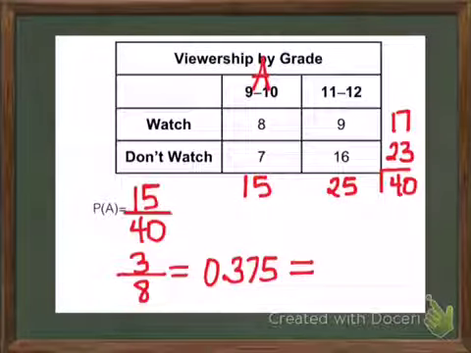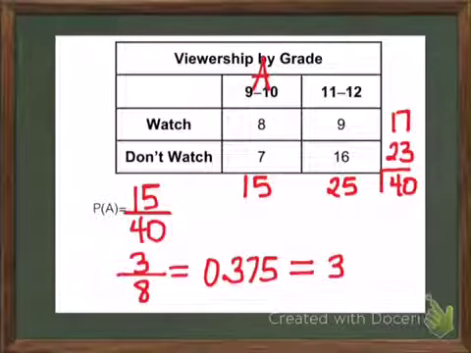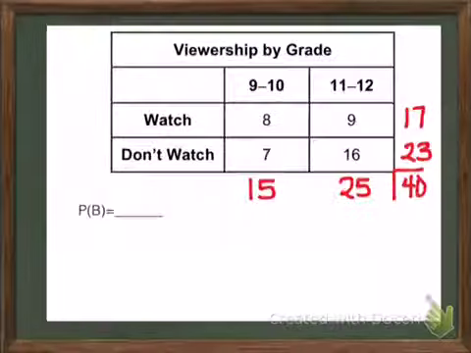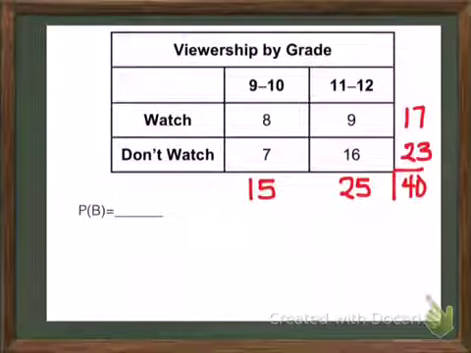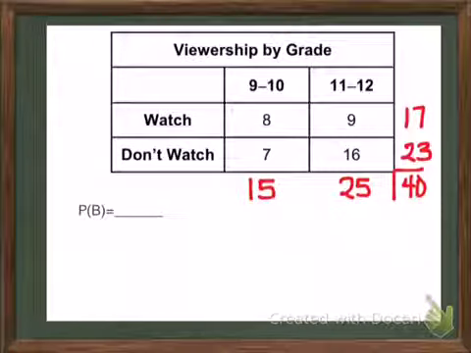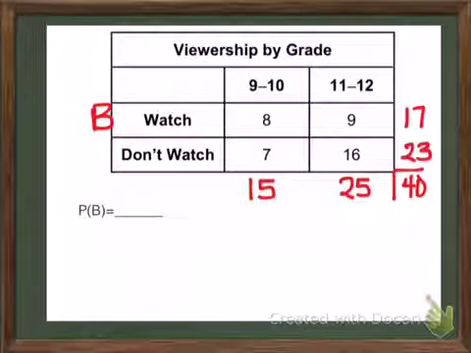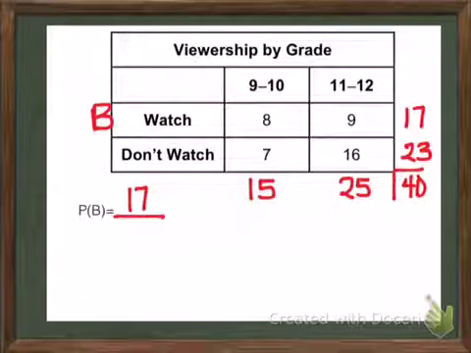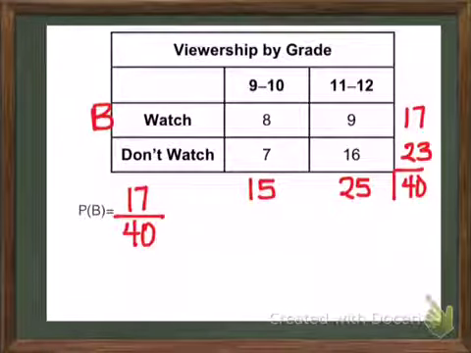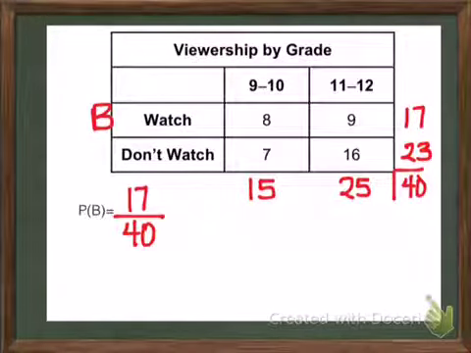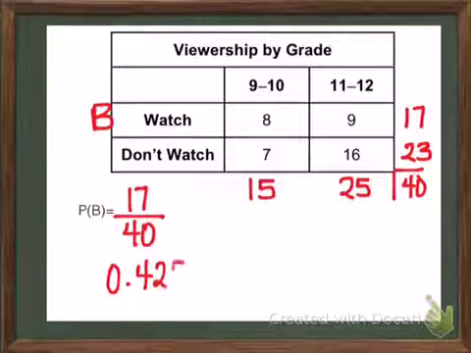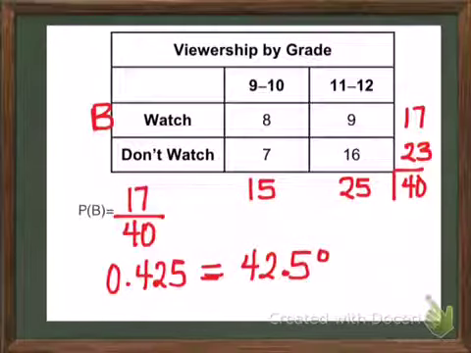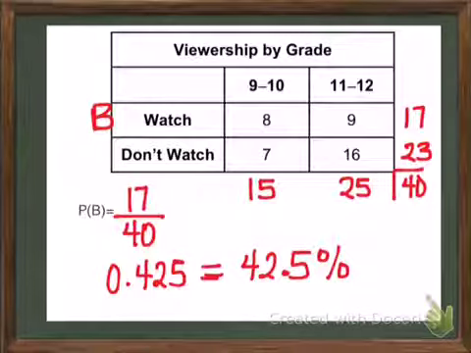And probability also can be expressed as a percent. So I can multiply by 100 or move my decimal 2 places to the right. So the percent of choosing somebody that's 9 or 10 is 37.5%. Now this question says P of B, which means P stands for probability of event B. Now we defined event B as watching. So to find the probability that someone watched, we get the total that somebody watched, which is 17, over the total in the survey, which is 40. I can also express that as a decimal, so I would say 17 divided by 40. And that's going to give me 0.425, which can also be expressed as a percent by multiplying by 100, or moving the decimal 2 spaces to the right. So the probability of choosing someone that's watched is 42.5%.